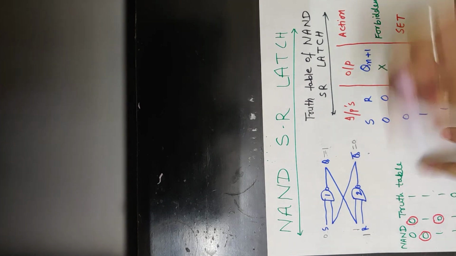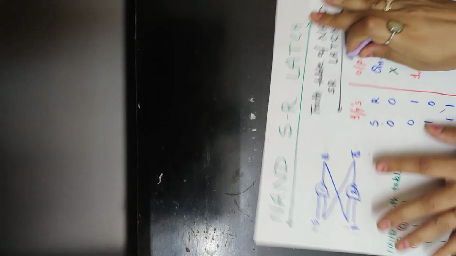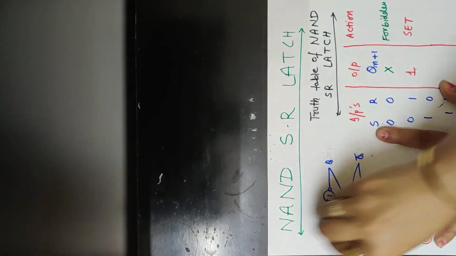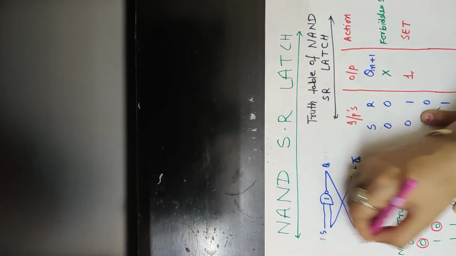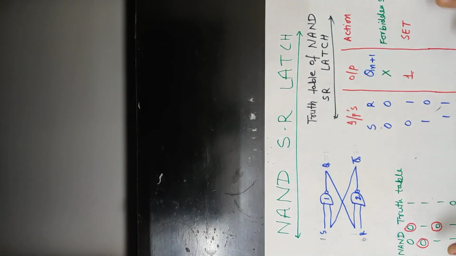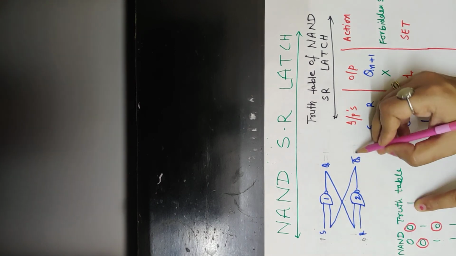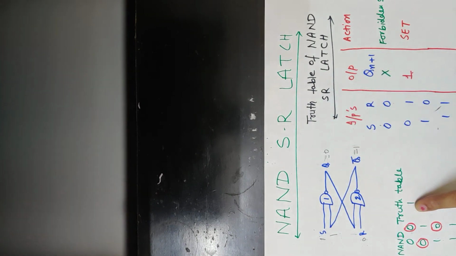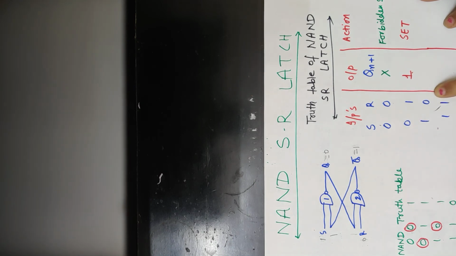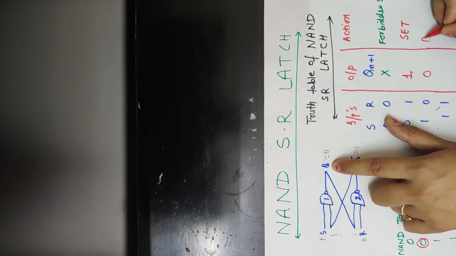Now the third input condition is when S is 1, R is 0. So we know that if any of the inputs is 0, that output will be 1. If this is 0, irrespective of this value, its output will be 1. This one comes here, so both inputs are 1, this will be 0. So S equal to 1, R equal to 0 switches the output to 0. And whenever the output comes to be 0, that state is said to be the reset state.